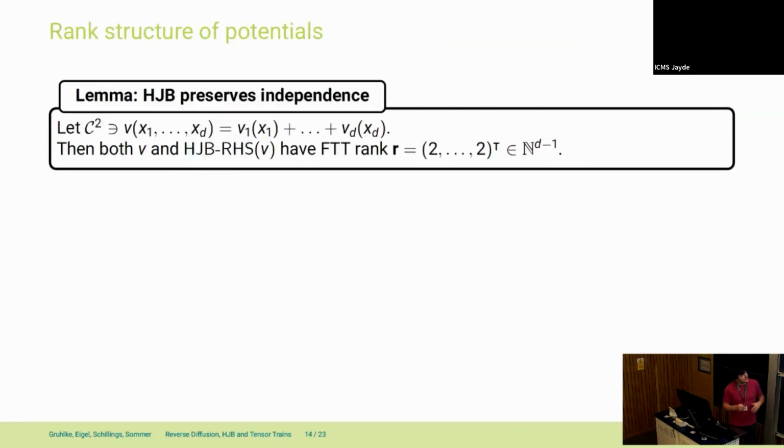So what we can now discuss with this tensor train format is how the right-hand side of our Hamilton-Jacobi-Bellman equation behaves. This is a simple observation. So if our potential is decomposing as a sum, then so does the right-hand side. I mean, it's clear because the Fokker-Planck equation somehow preserves this independence, right? You start independent, you stay independent until you hit the Gaussian.